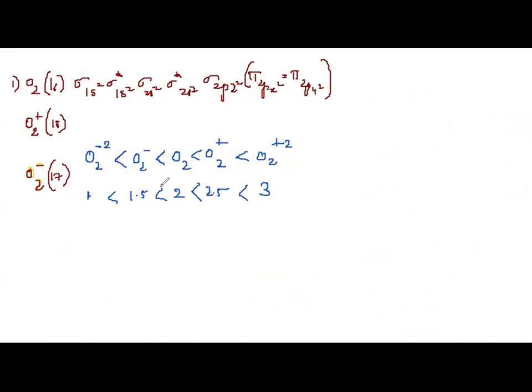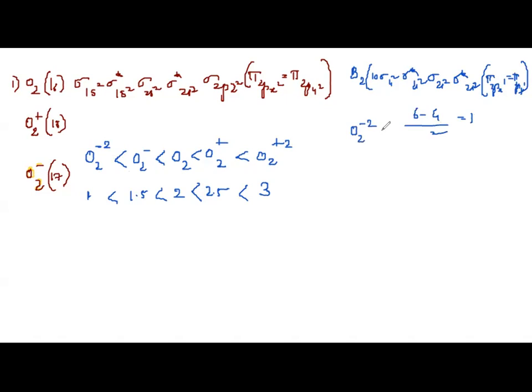Then what they have given? They have given B2, boron 5, 10 electrons: sigma 1s2, sigma star 1s2, sigma 2s2, sigma star 2s2, pi 2px1 equal to pi 2py1. So 2, 4, 6, 8, 10 electrons, 6 minus 2, 4 by 2, it is 1. B2 has bond order 1. And one more option they have given is O2 minus 2, which has got bond order 1. So O2 minus 2 and B2 have bond order equal to 1.